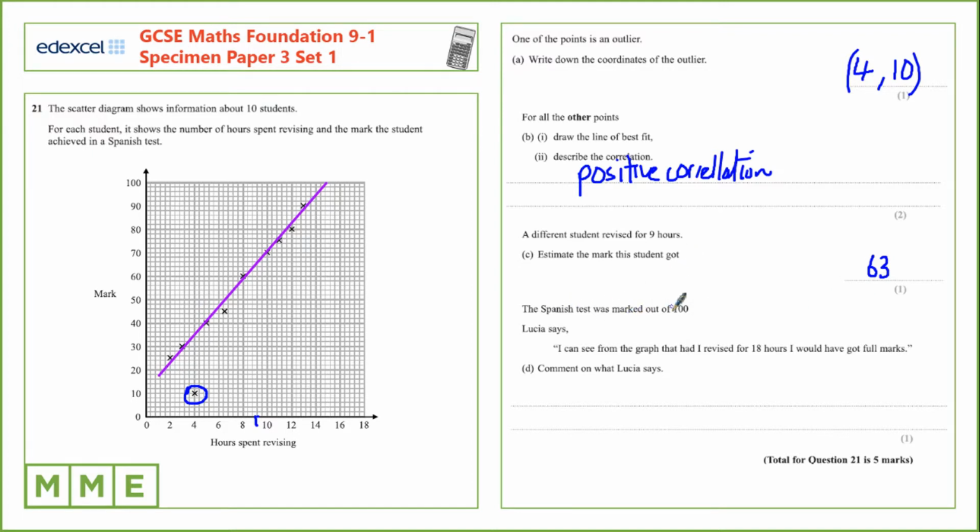The Spanish test was marked out of 100. Lucia says, "I can see from the graph that if I had revised for 18 hours, I would have got full marks." Comment on what she says.